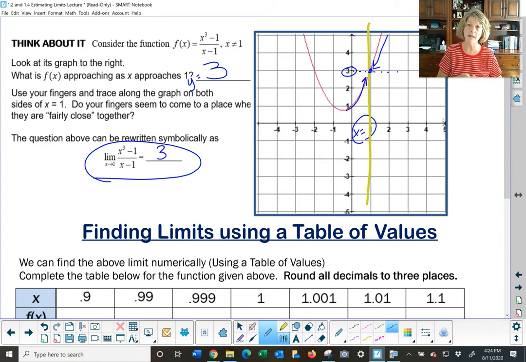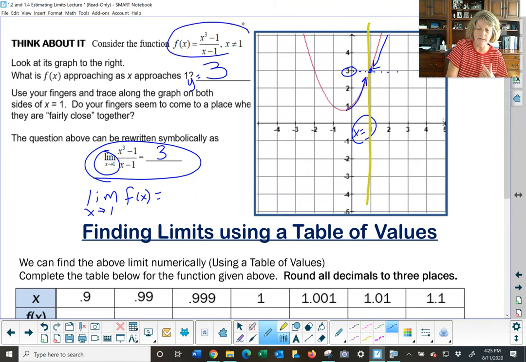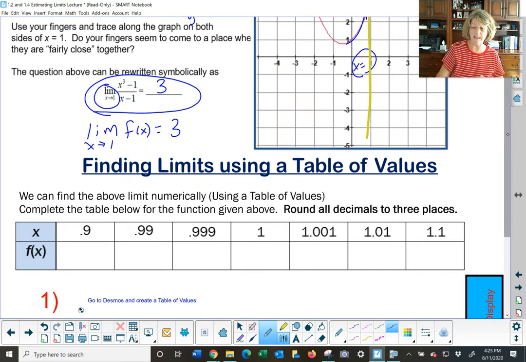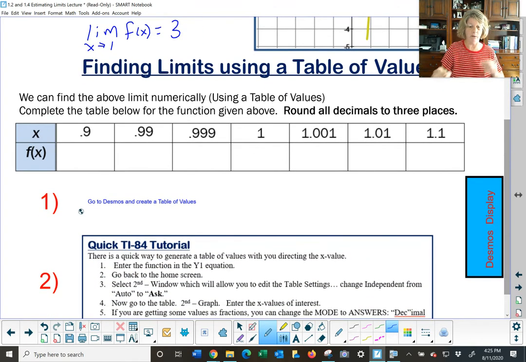So here's the correct mathematical notation for this. The limit as x approaches 1, that's what that means, and then it gives the function. It could have also said the limit as x approaches 1 of f of x, because f of x has been defined. I could go back and substitute it in there, and I would have the same exact thing, is equal to 3. Okay? So graphical limits are pretty nice. They're easy. We read from the left and the right. We will be doing more practice on that as we go through this unit 1.